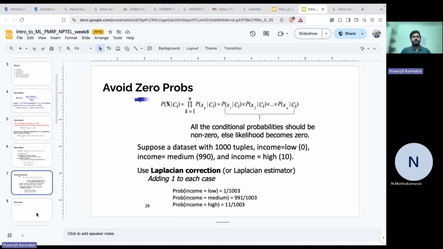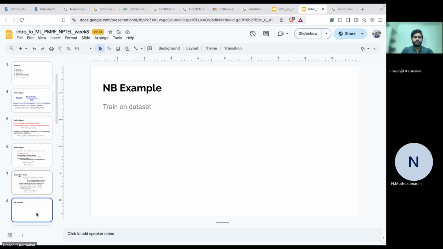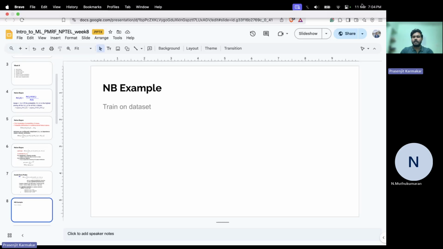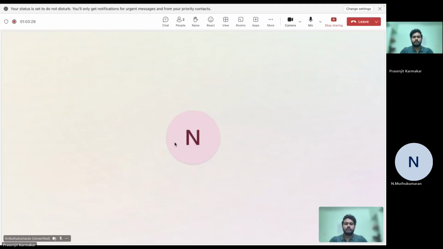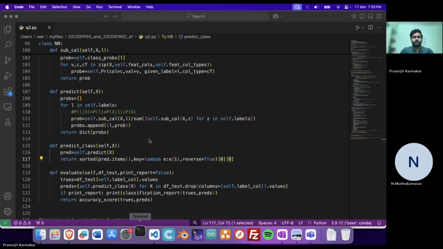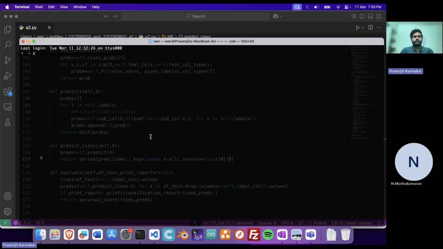Now an example. Let's try to code an example on this, and then we'll go for the Bayesian networks. Bayesian network is something very interesting. It's also known as belief networks.